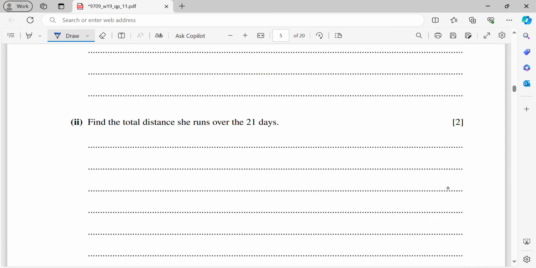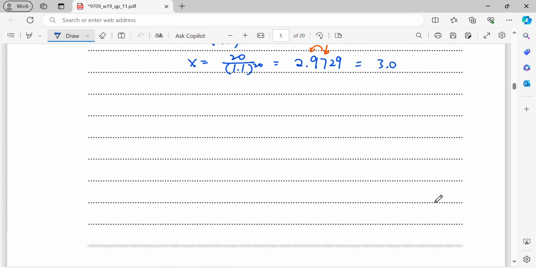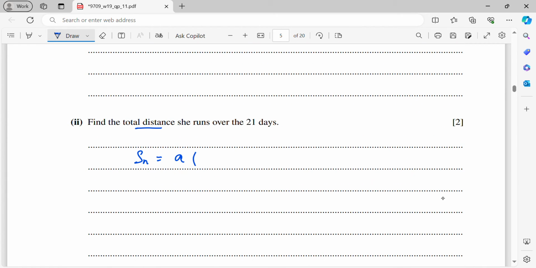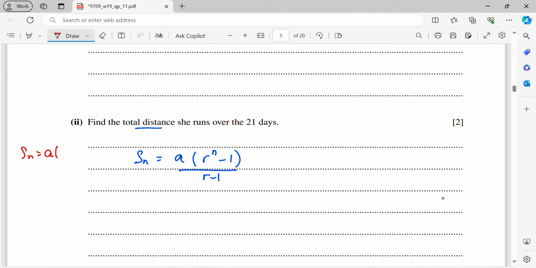Now part 2, find the total distance she runs over the 21 days. So now Sn equals a. Okay, now look at the r. r is 1.1. Since this is greater than 1, I will use r^n minus 1 over r minus 1. Otherwise, you have to use 1 minus r^n. We have another formula, which is a(1 minus r^n) over 1 minus r. This is when the modulus of r is less than 1.